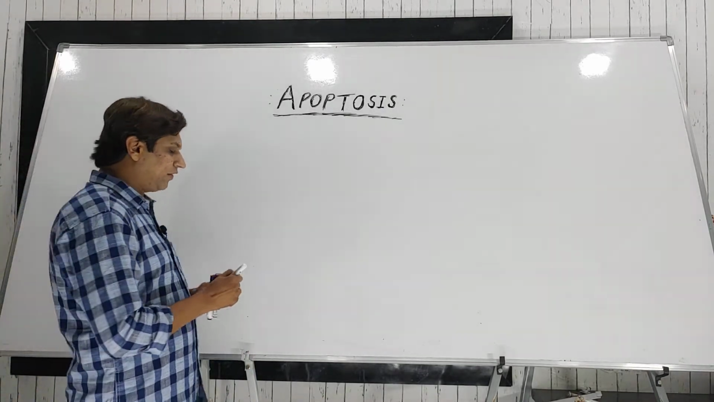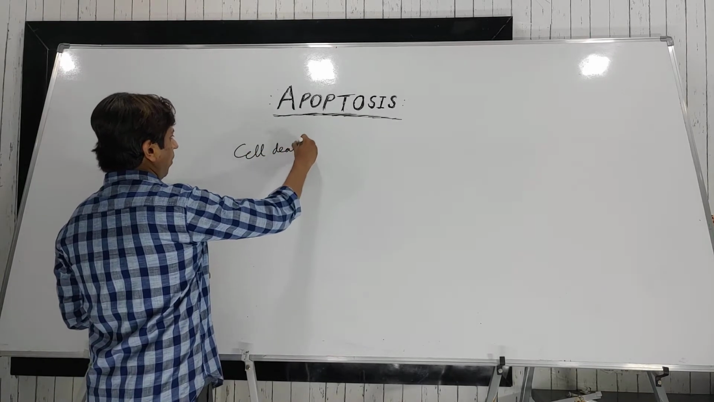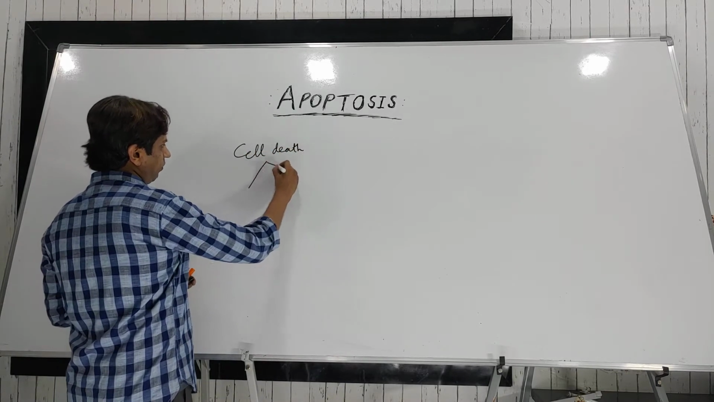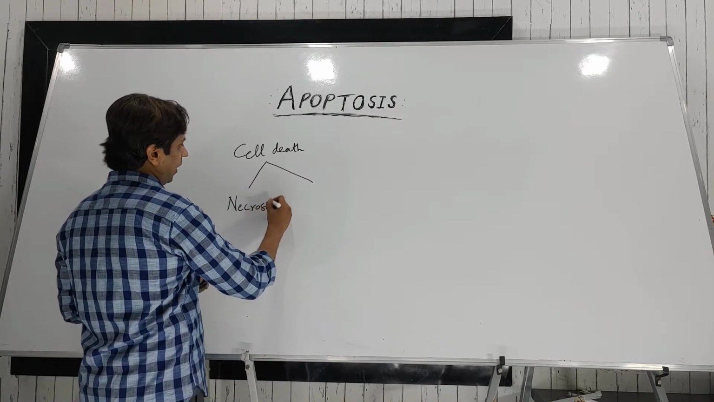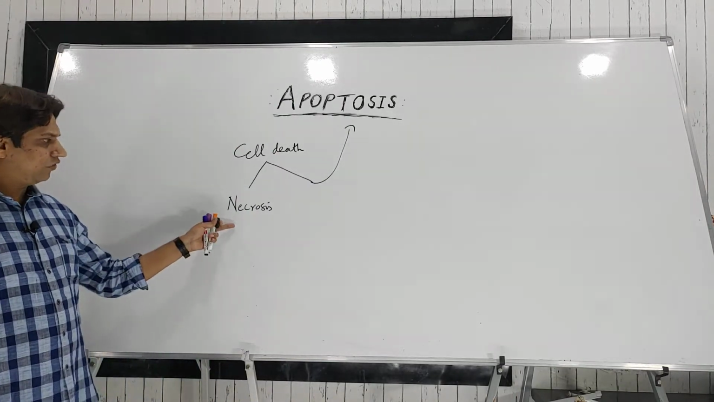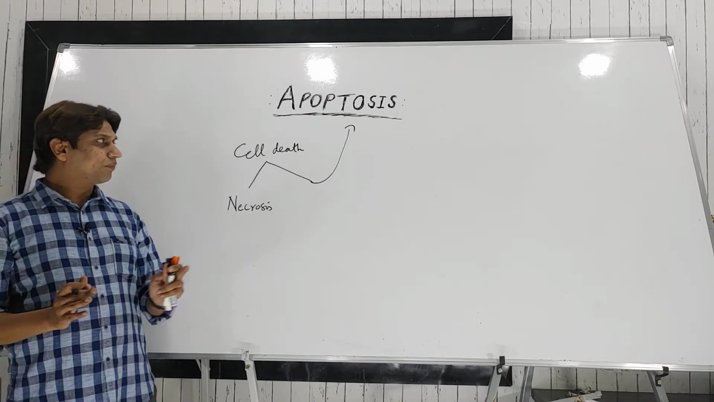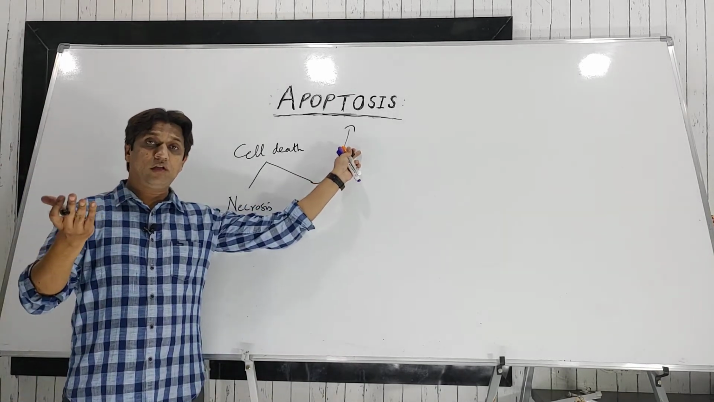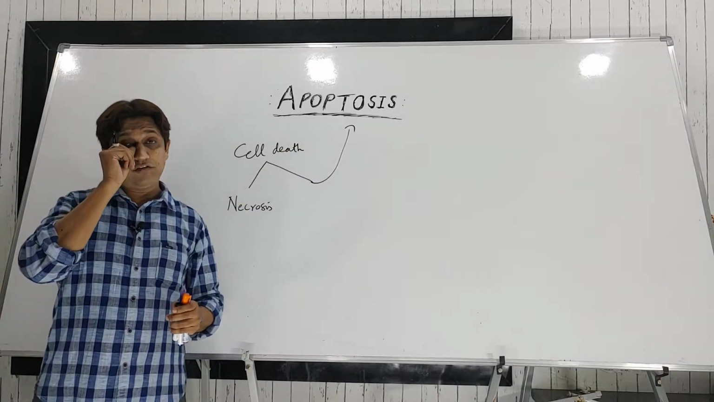Cell death is basically of two types. Cells die by mainly two mechanisms. There are other ways also, but broadly there are two types. One is necrosis and the other is today's topic, apoptosis. Necrosis is only a pathological process, and apoptosis can be pathological or physiological, that is, it can occur under normal conditions also.